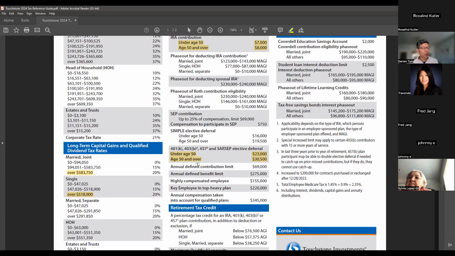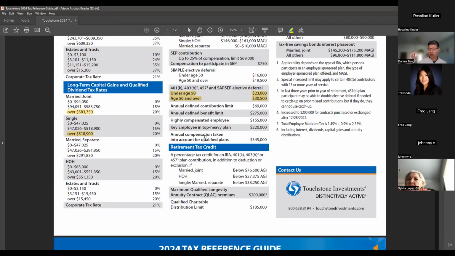At the same time, if we're still working as an employee of a company and we get access to a 401k, that limit has also climbed up a little bit this year. So total contributions, if we're over 50, gets to be 30,500. If we're under the age of 50, 23,000 even is what we get to contribute for this year.